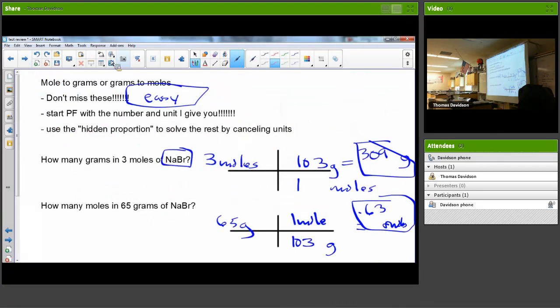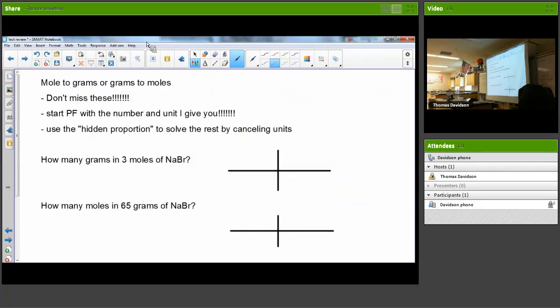All right. Okay, please. This isn't that bad. Moles to grams or grams to moles. There's 5 of these, and they're the easiest. Well, they're not easy, but they're the shortest picket fence. So don't miss them. Don't get them wrong. Start the picket fence with the number and unit I give you.